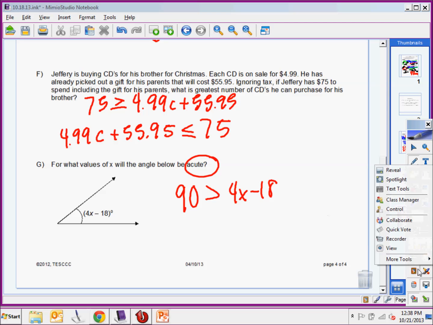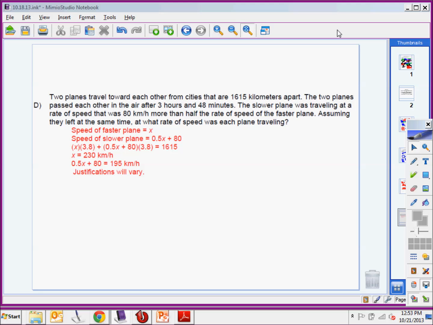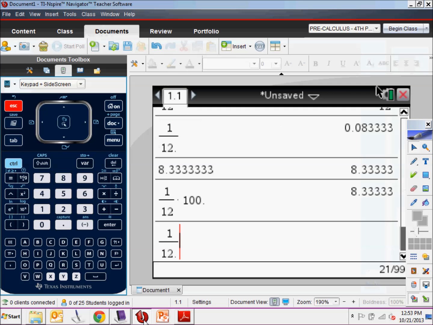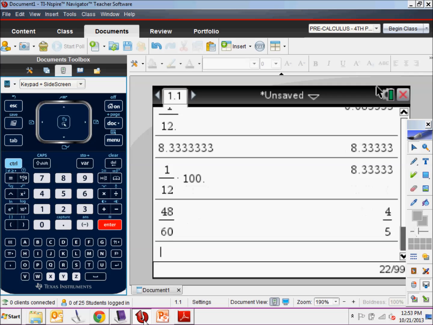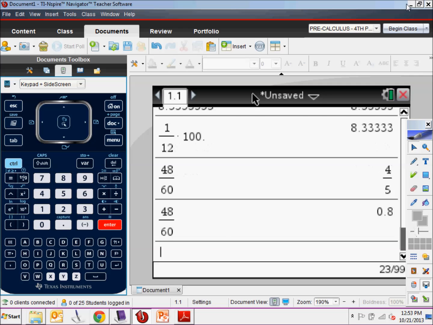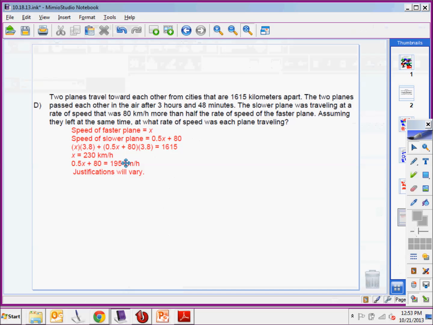Finish our notes. For problem D on your homework, what we went over was trying to find the speed of the plane. You guys were right about what the speeds were, but we forgot to include the 3 hours and 48 minutes and how important they are to the problem. At this point, that's when the values actually equal 1,615. So 3 hours and 48 minutes can be converted into 3.8 hours, because 48 divided by 60 is 4/5, which is 0.8. So I have 3.8 hours of time where I'm equal to myself.